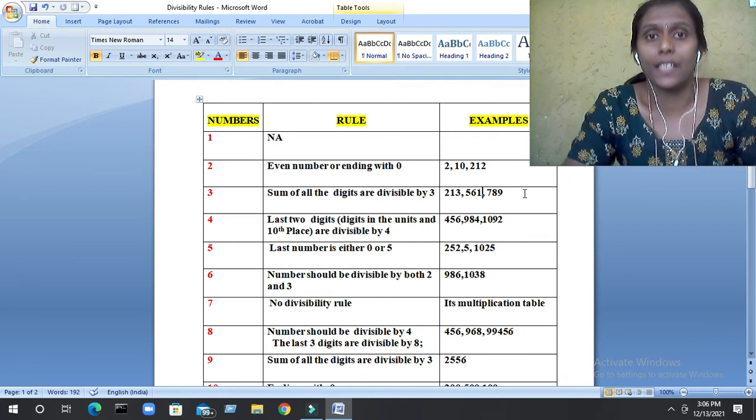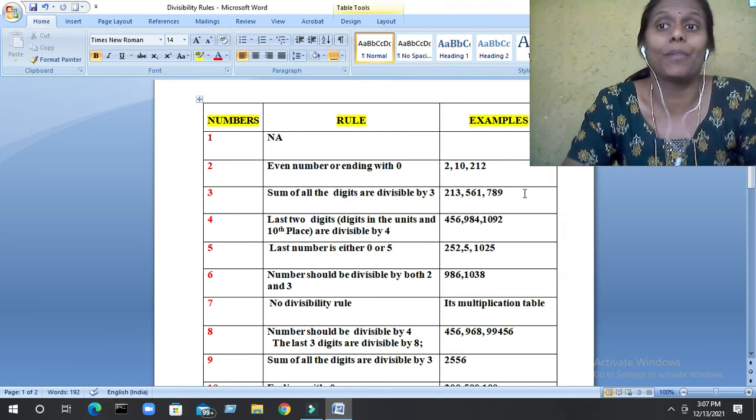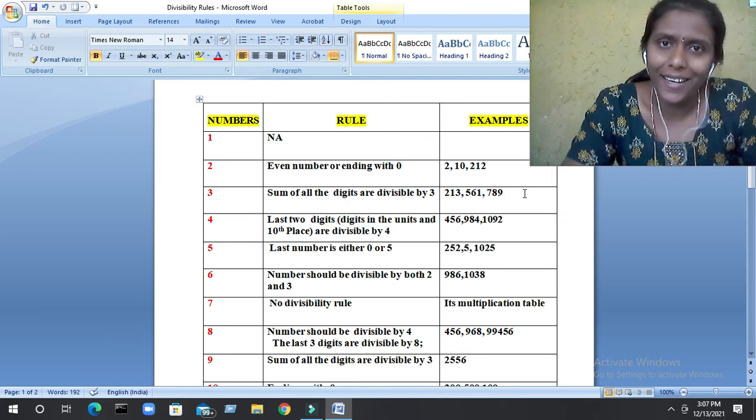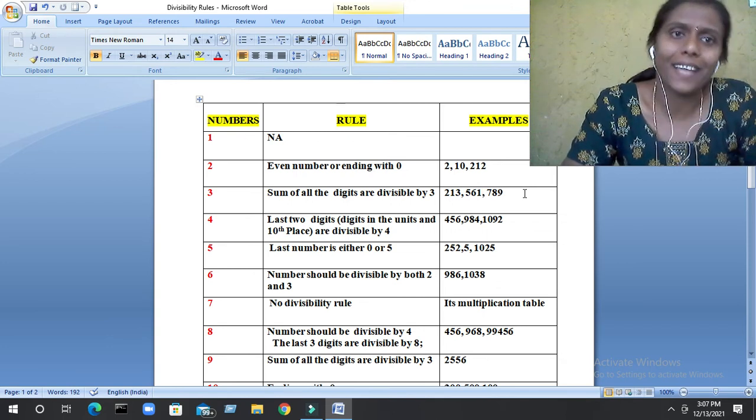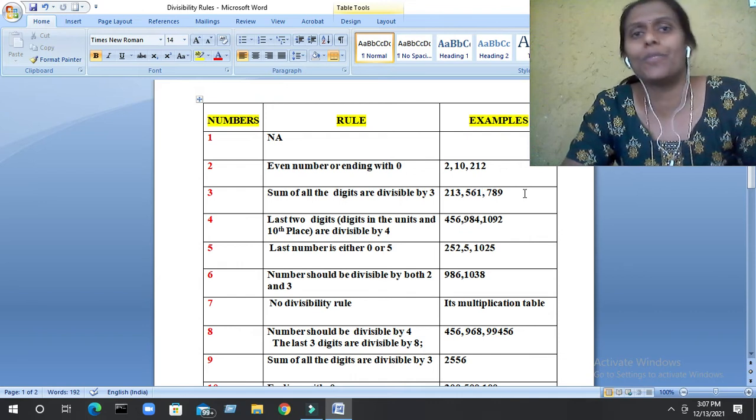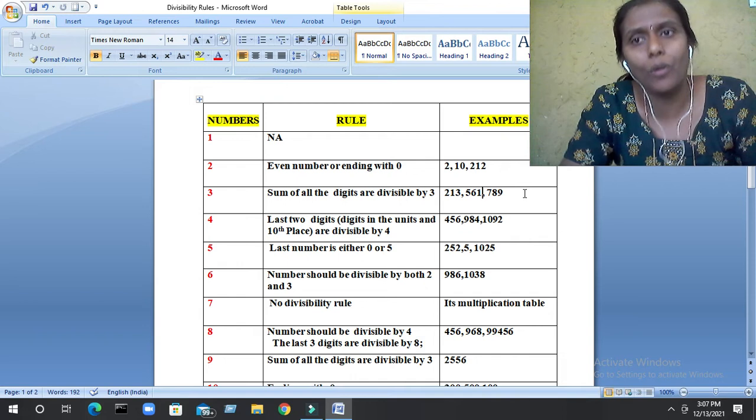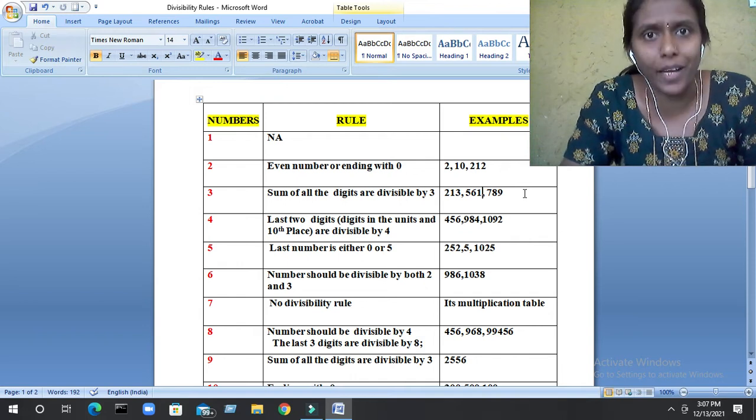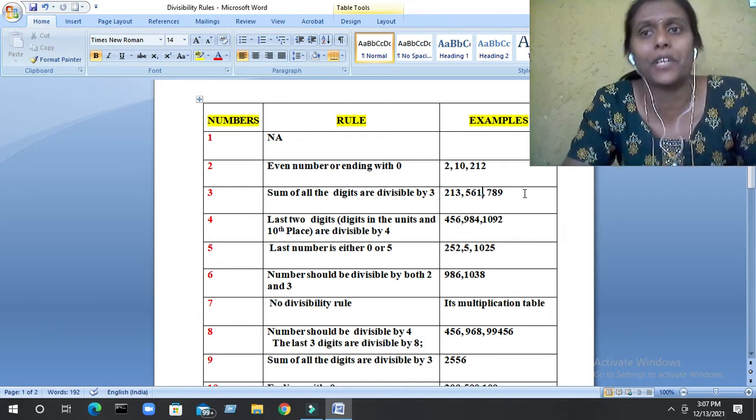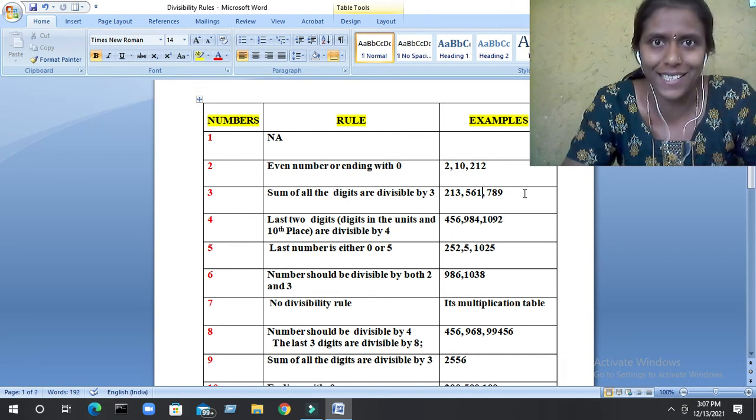Even before thinking about whether this number is divisible by 8 or not, just check whether it is divisible by 4. Why? What is 8? It's nothing but always 2 times 4. So whenever you move to 8, you are taking 4 two times. It means the multiplication table of 4 is always considered.